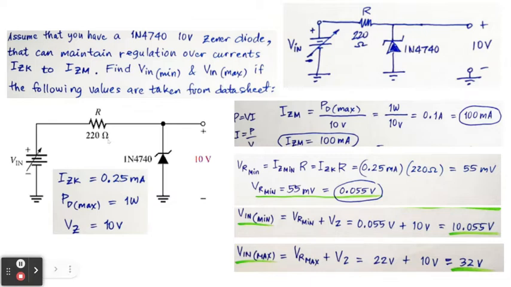But if your VR is maximum, your V in will be maximum. So that's it. We have found the V in minimum and the V in maximum as well, and that's equal to 10 volts approximately. Our V in must be between 10.055 volts up to a maximum of 32 volts to make sure that the Zener diode will be operating normally, or it will be safe to produce the 10 volts output voltage. Take note also that this has no load resistance here.